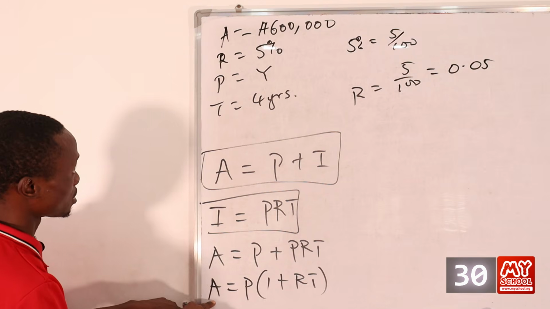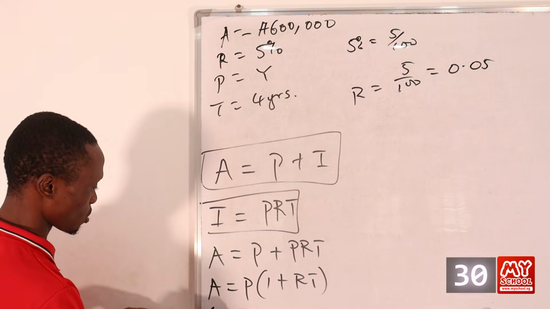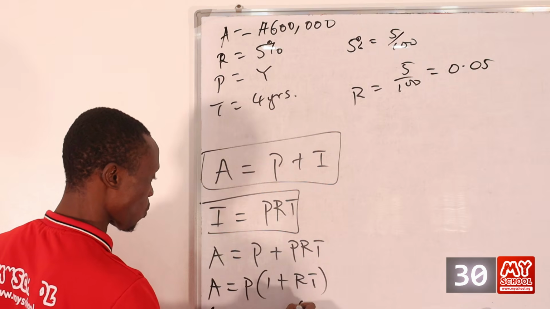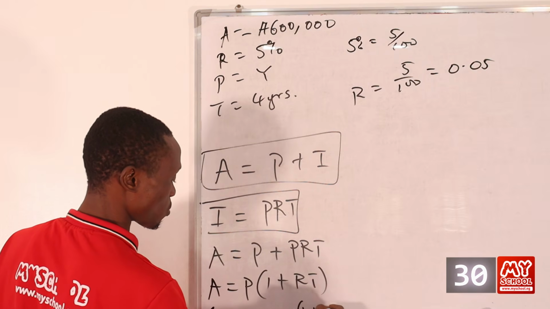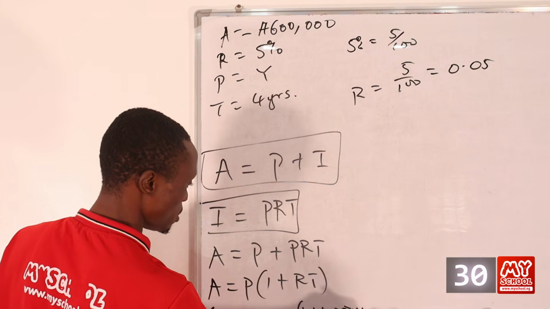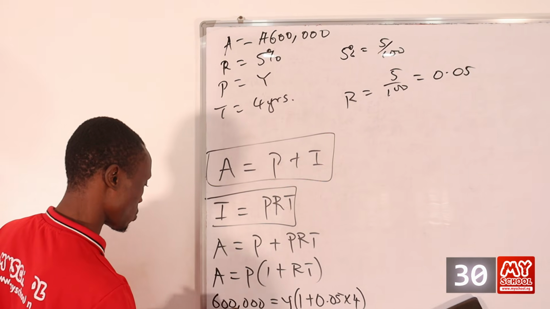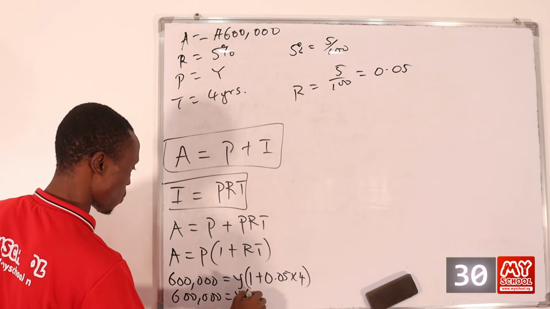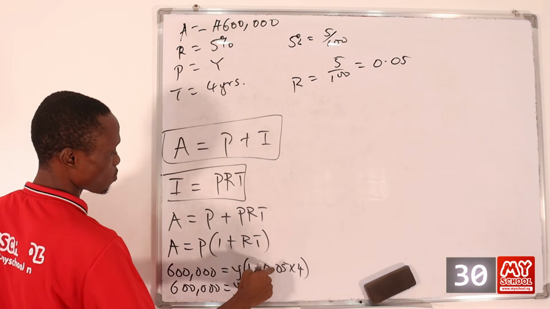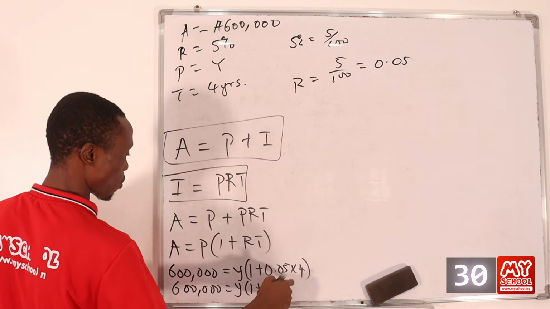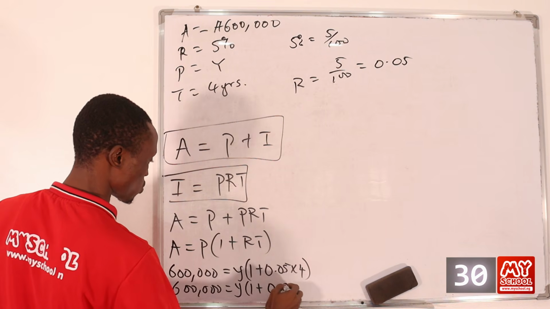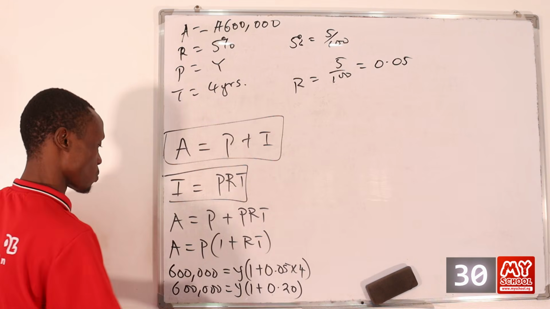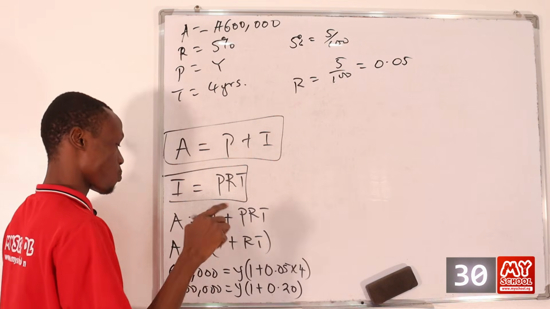So, but remember that the amount given to us is 600,000. So let's just put these values. It equals the principal Y, then 1 plus the rate 0.05, times the year, right? So the 600,000 will equal Y, then bracket 1 plus 0.05 times 4, that will be equal to 0.20, right? So 1 plus 0.20 will now be equal to 1.20.